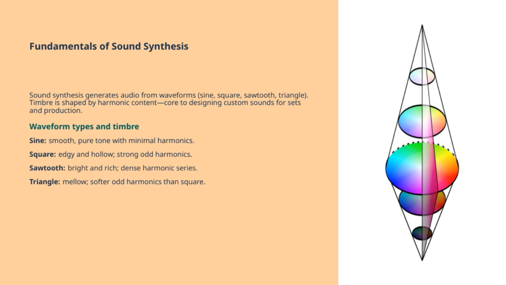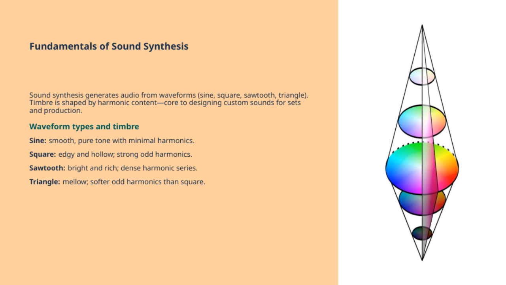Let's talk about the different waveform types. The sine wave is the simplest. It's a smooth, pure tone with almost no harmonics, giving it a very clean sound. Moving on to the square wave, which has an edgy and hollow quality, characterized by strong odd harmonics that give it a distinctive, somewhat buzzy sound.